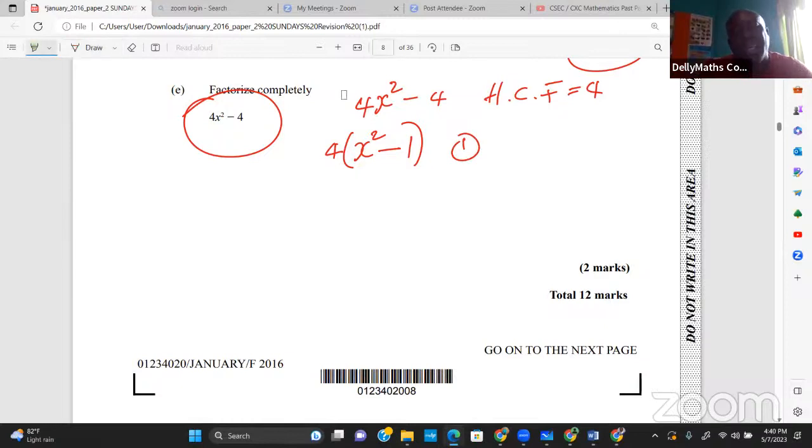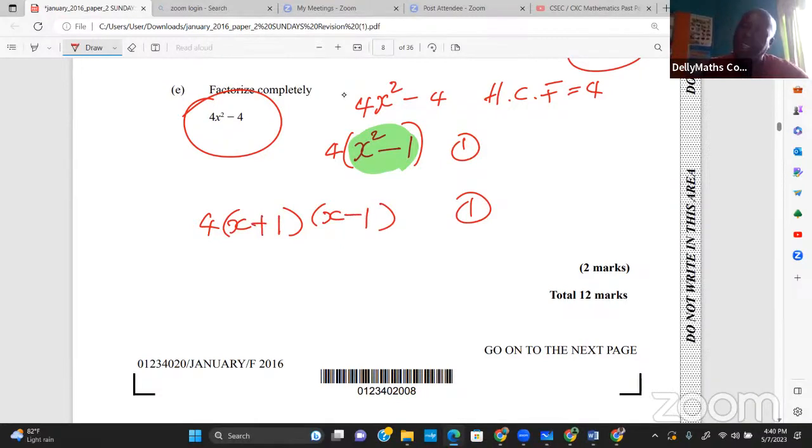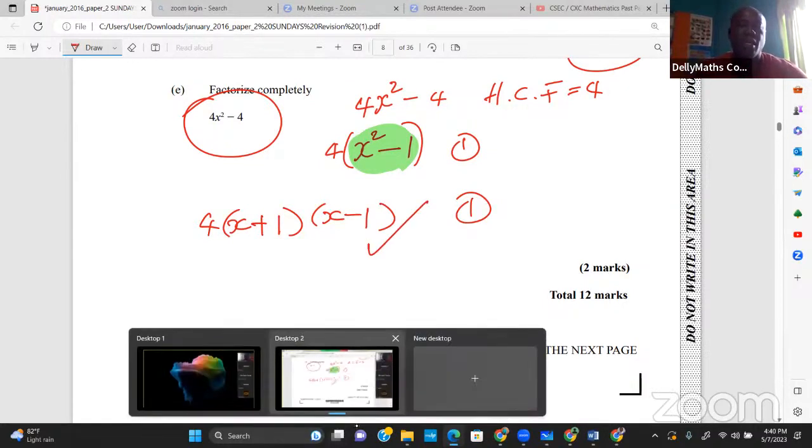But when I look closely at my part in the bracket here, I'm saying, but this is familiar to me. This is the difference of 2 squares. Now, it means that I have to factorize again, and that is how I'm going to get the next mark, because now the 4 is by itself outside. When I'm factorizing the difference of 2 squares, I'll put the square roots in the bracket. For example, what's the square root of x squared? X. What's the square root of 1? 1. You put a plus, you put a minus, or you put a minus, you put a plus, and you're done. This is the final answer, right?